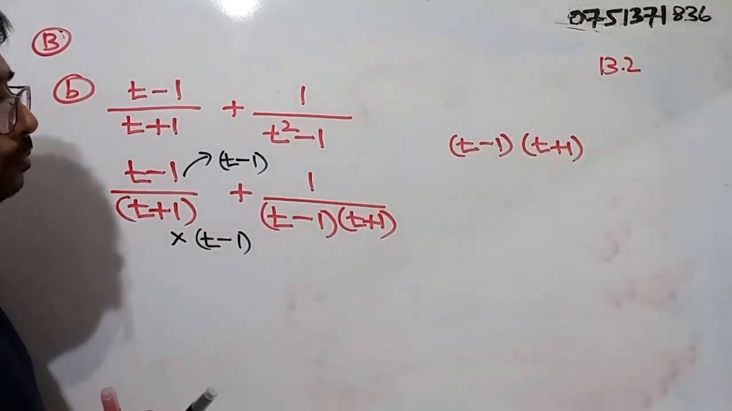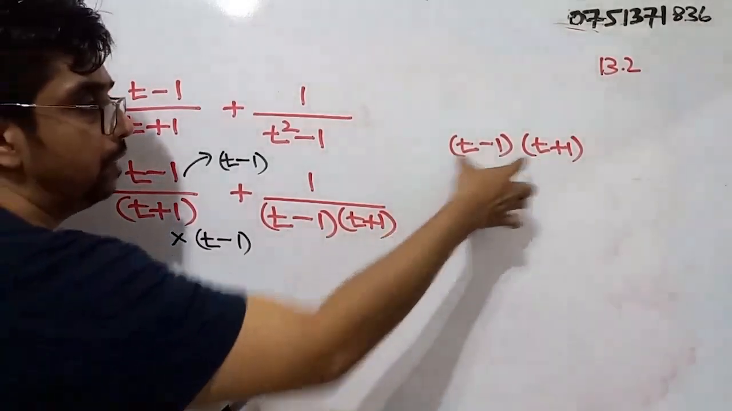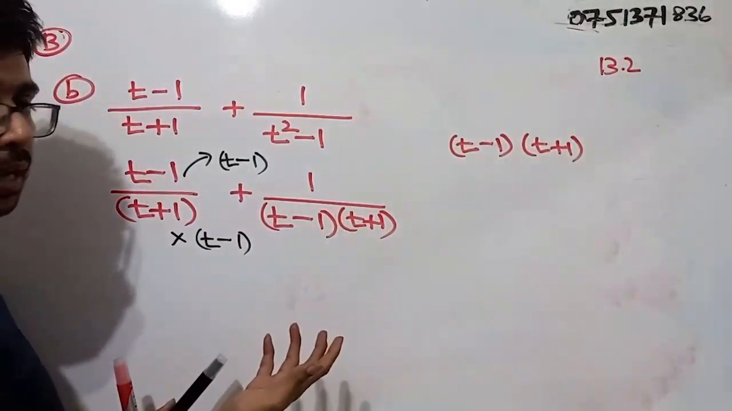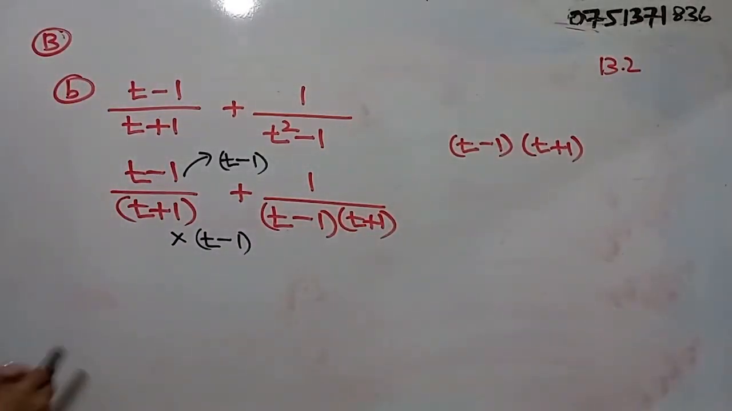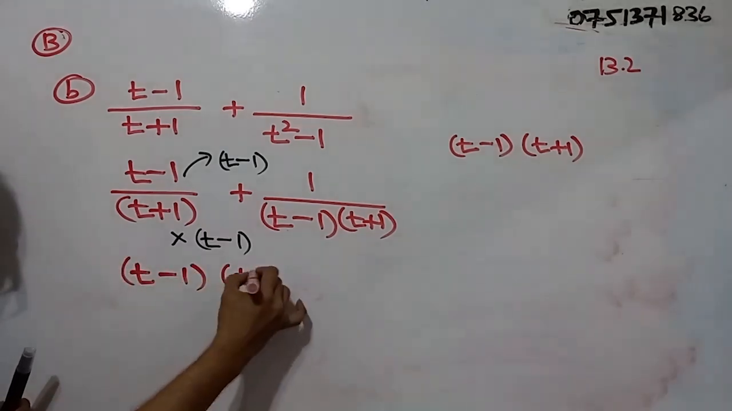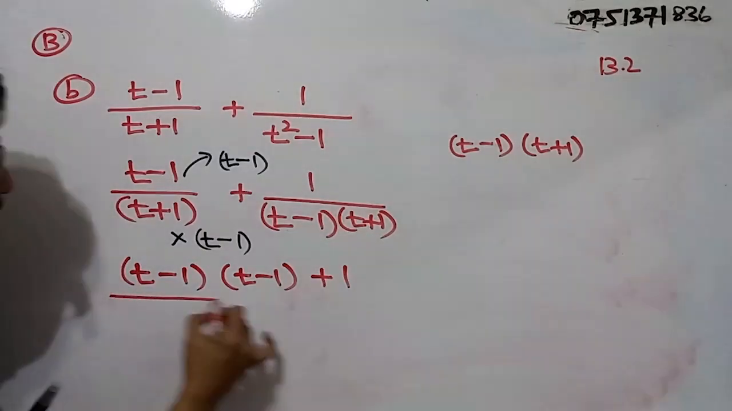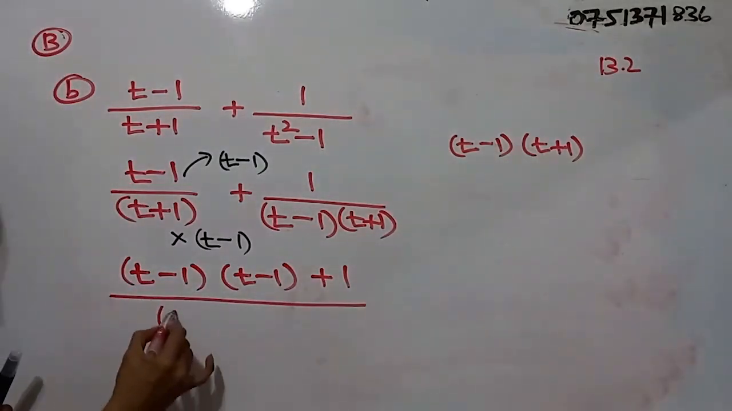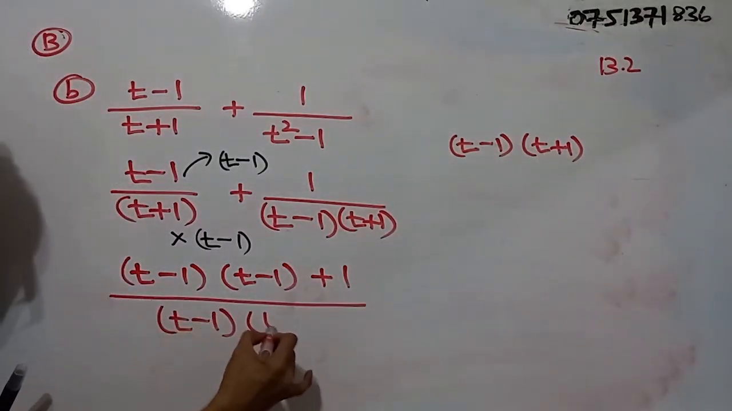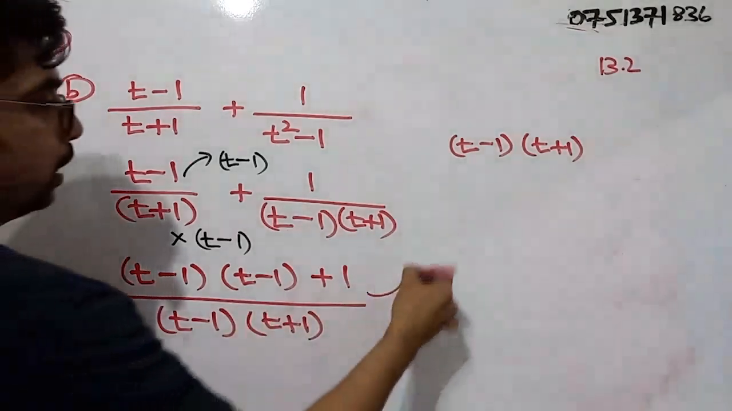Okay, so for the next term, you can see the denominator already has the LCM, so no changes there. So what do we have here? (t minus 1)(t minus 1) plus 1, the entire expression divided by (t minus 1)(t plus 1). Okay, so we will continue from here.